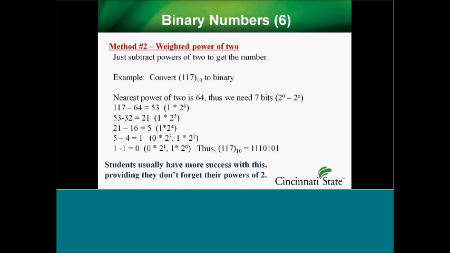try to encourage them to do is really just to know the powers of 2 and just subtract the numbers and just keep going. So if you've got 117, the nearest power of 2 is 64. That's low enough. Of course, there's 128 right above it, but 64. So 64 is 2 to the 6th. That means we need 6 bits for 2 to the 0 through 2 to the 6th.